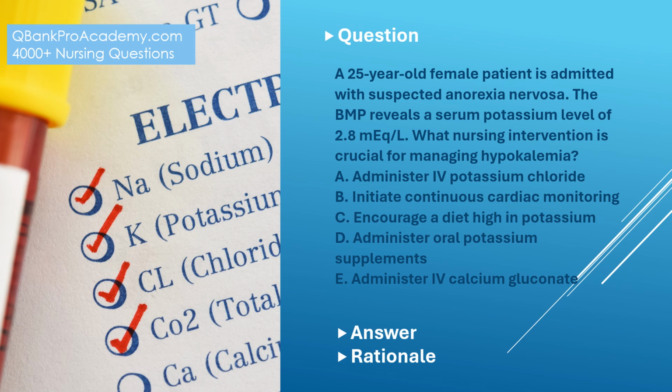Initiate continuous cardiac monitoring. Hypokalemia can lead to cardiac arrhythmias, and continuous monitoring is essential for early detection and management. Options A, C, and D are appropriate interventions to correct hypokalemia but should follow cardiac monitoring. Option E is unrelated to potassium balance and is not the immediate priority.